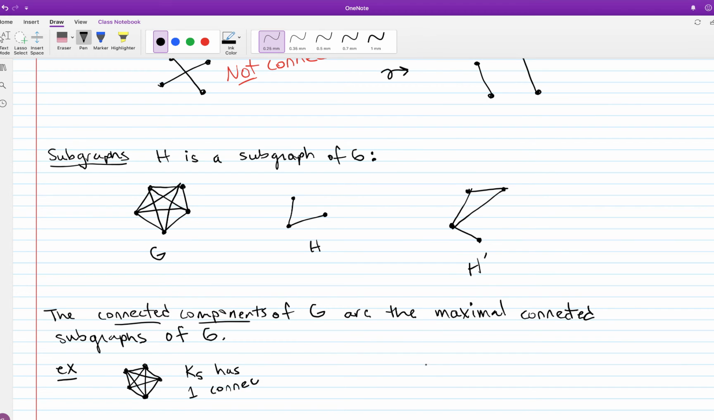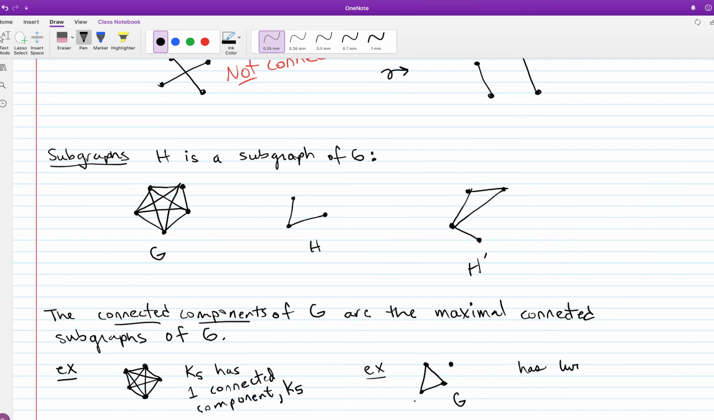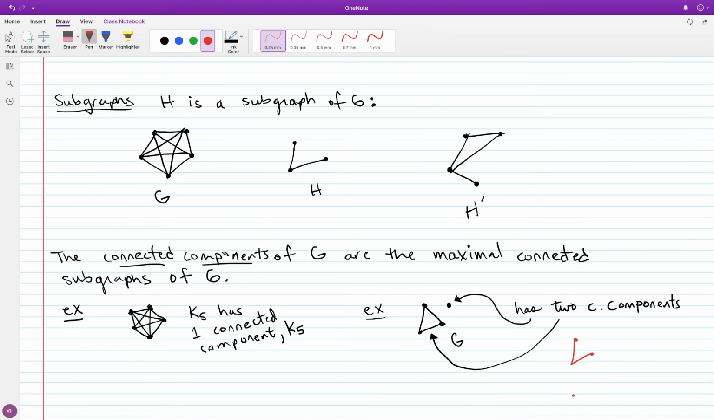If I start with a complete graph, in fact, all complete graphs are connected, there's only one connected component. This graph that I'm drawing here is not connected, and we can see two connected components, the triangle and the isolated vertex. Those are not only connected subgraphs, but they are maximal. Here I'm identifying this subgraph of G that is not considered a connected component. Even though it's connected, it's not maximal because that other third edge is not included.